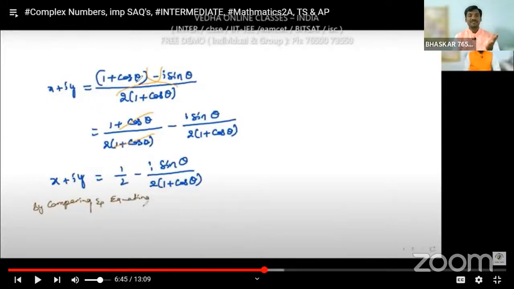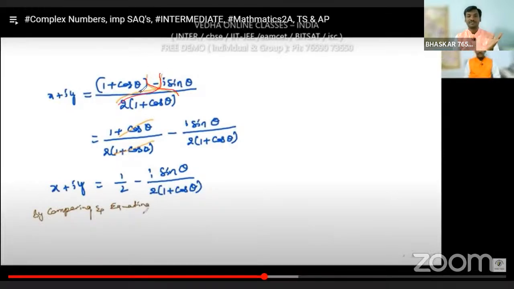So x plus iy is equal to 1 plus cos theta minus i sin theta divided by 2 into 1 plus cos theta. This denominator is applicable for both terms, the left side term as well as the right side term. If you separate them, we get the first term like this, and the second term. For the second term also, we have to take the denominator.